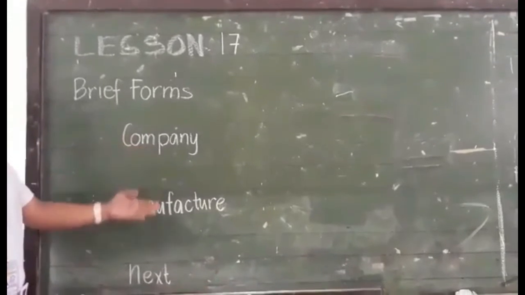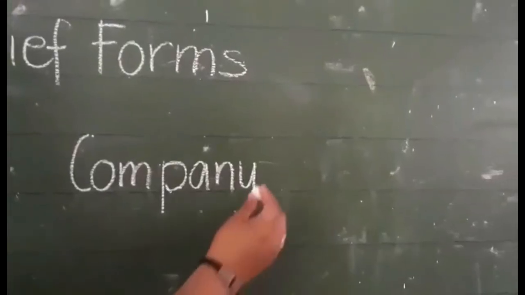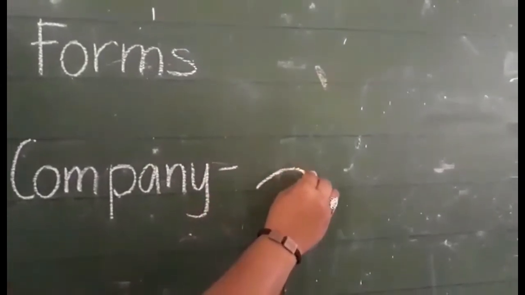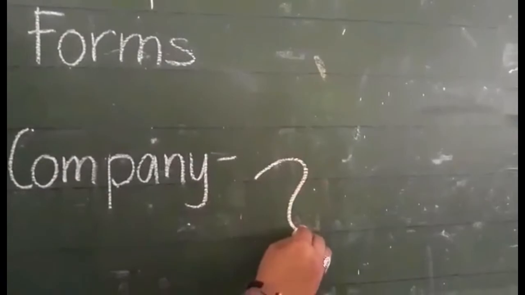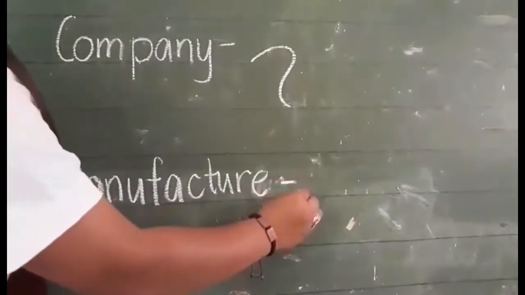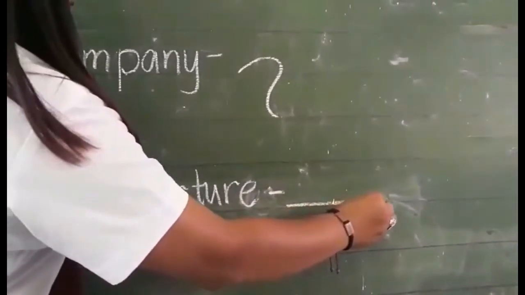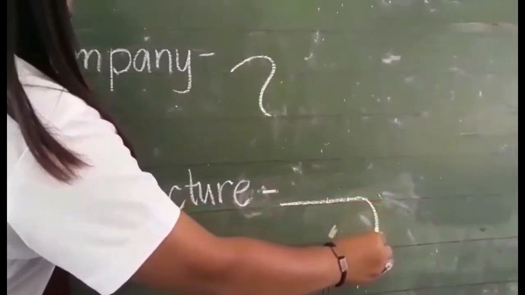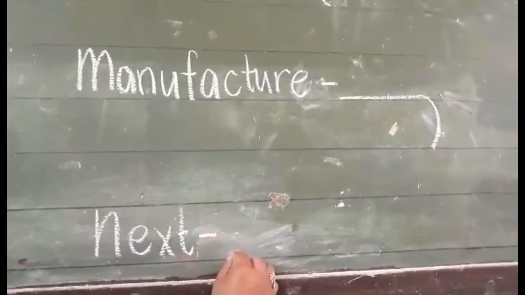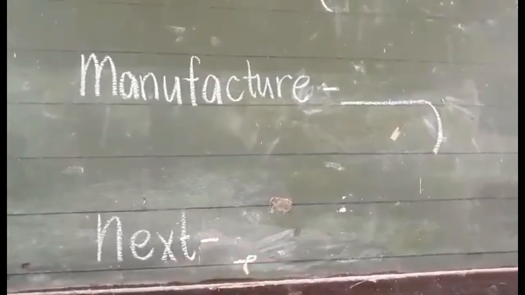Company, manufacture, next. Company is represented by K and P. Manufacture is represented by a combination of MN and F. Next is represented by N, E, and left S.